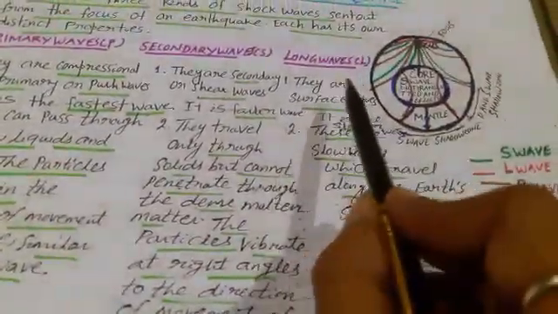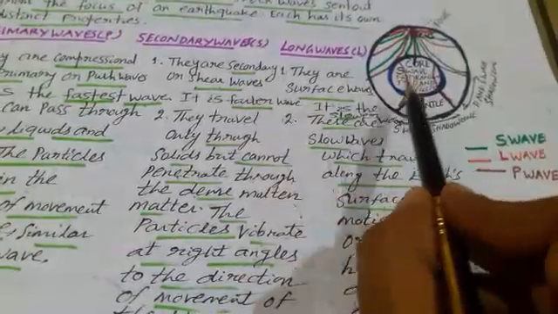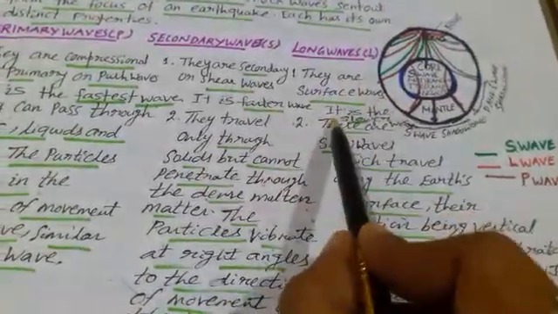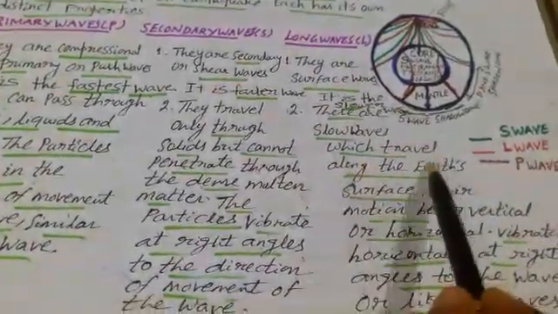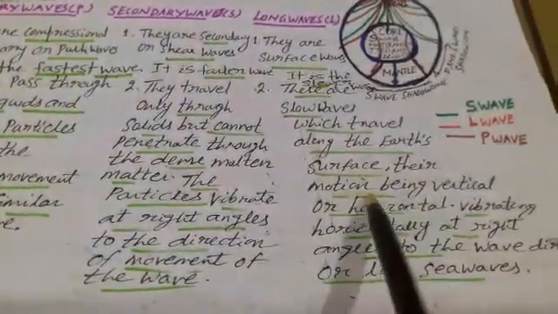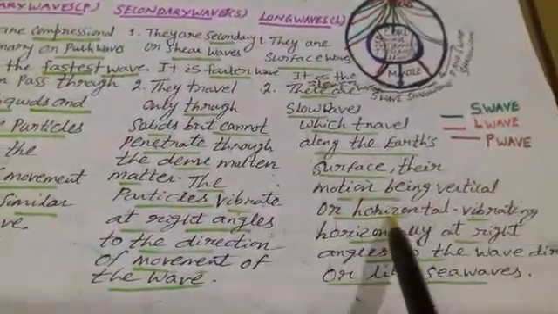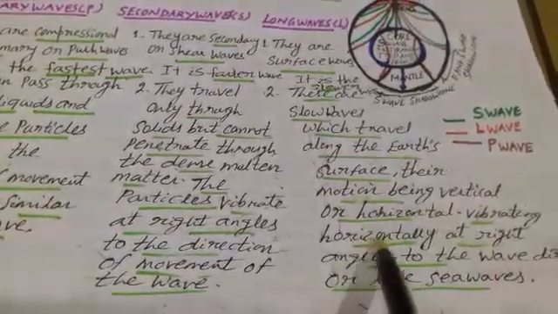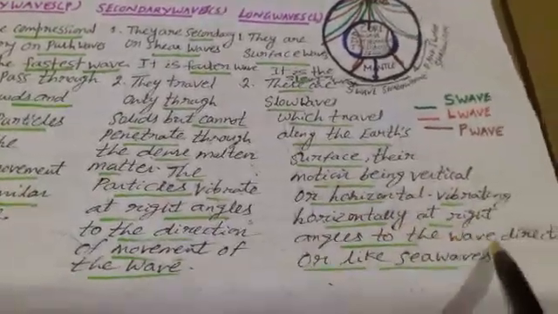Next one, longitudinal waves or surface waves. It is the slowest wave, which travels along the earth's surface, their motion being vertical or horizontal, vibrating horizontally at right angles to the wave direction, like sea waves.